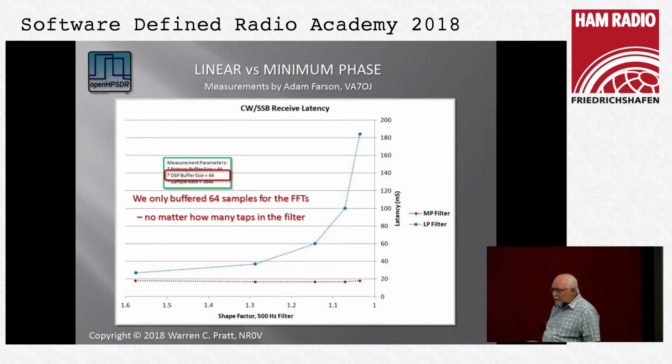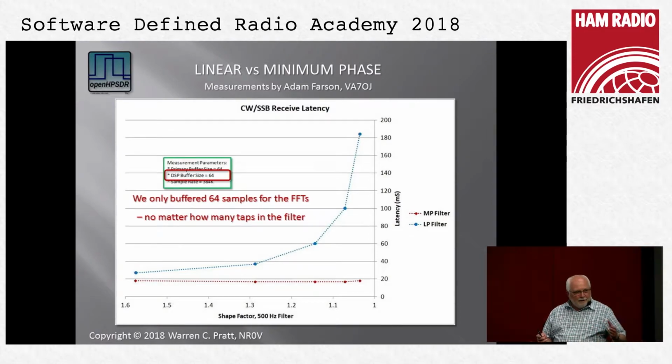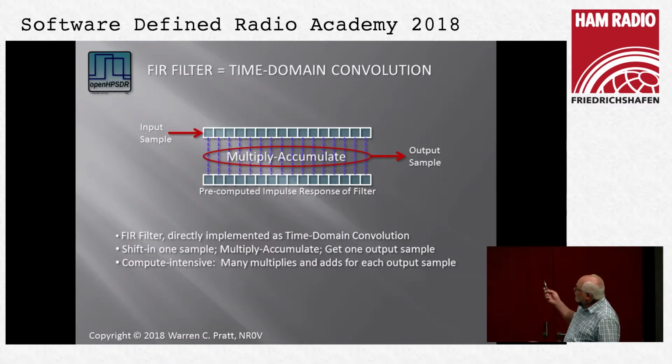Now, something else though that I kind of snuck in here is that the DSP buffer size is 64 for all of the points on this curve. That means the number of taps must somehow be independent of the DSP buffer size in this system that we have in WDSP. So we haven't had to increase the buffer size to buffer more samples to do larger FFTs. Somehow there's some magic there. So let's explore that. To understand it, let's go back to the way we implement a FIR filter in the time domain. And it's done like this.